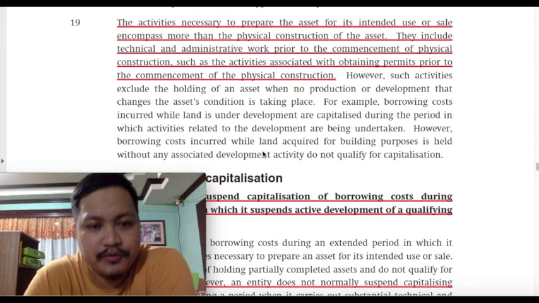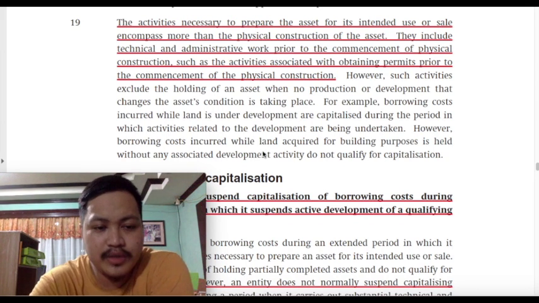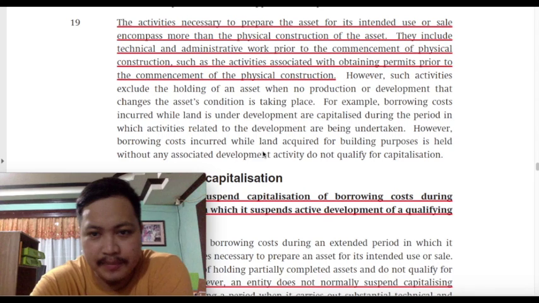The standard further provides us with more specific examples, class. Always take note of the specific examples given in the standards, class, because they are normally the ones that will be asked in the exams. Borrowing costs incurred while land is under development are capitalized during the period in which activities related to the development are being undertaken. That makes sense. You have already undertaken development activities.